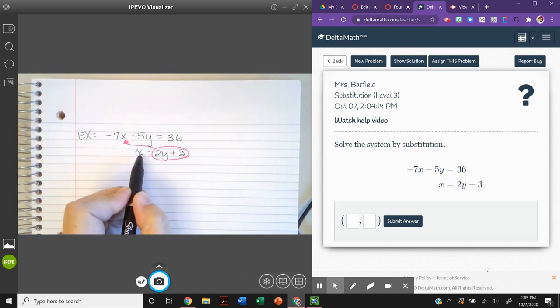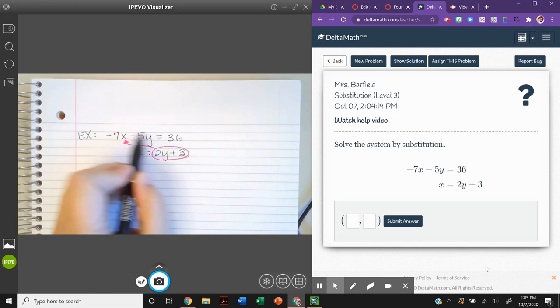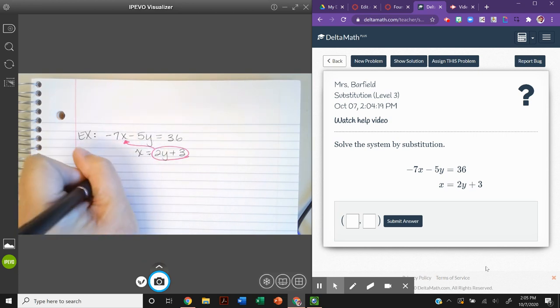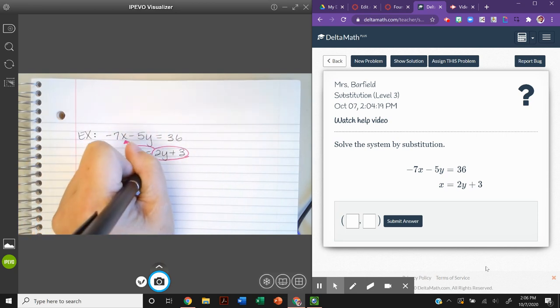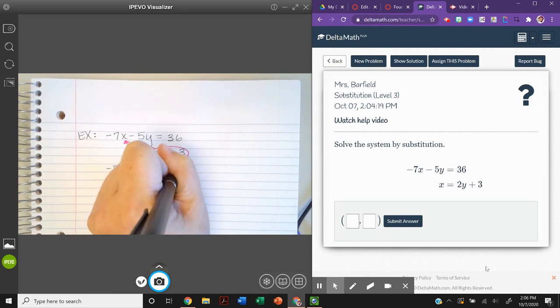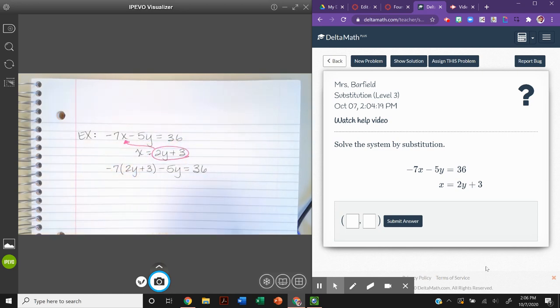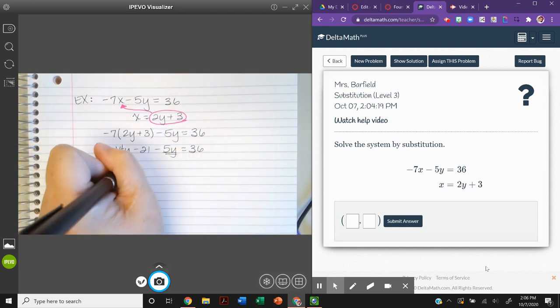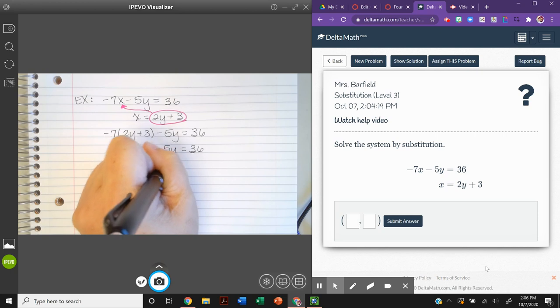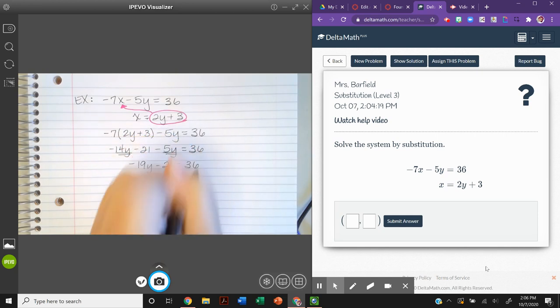They just want you to say, okay, if this is x equals, then in the other equation, you replace x. So that means I'm going to have negative 7 times this 2y plus 3 in parentheses minus 5y equals 36. I'm going to distribute: negative 14y minus 21 minus 5y equals 36. I'm going to combine like terms, so negative 19y minus 21 equals 36.